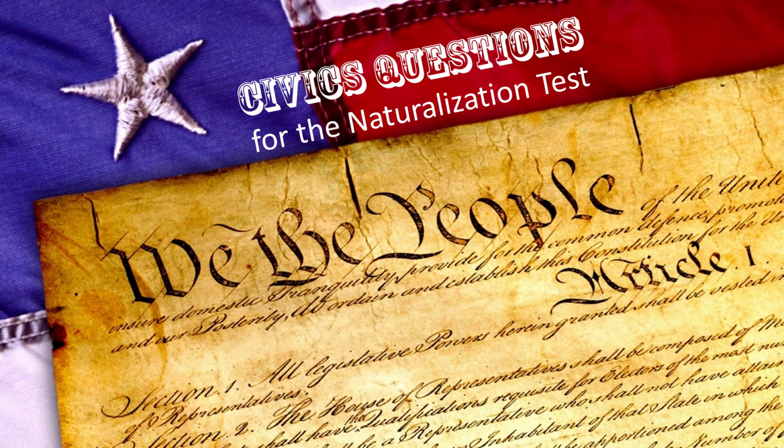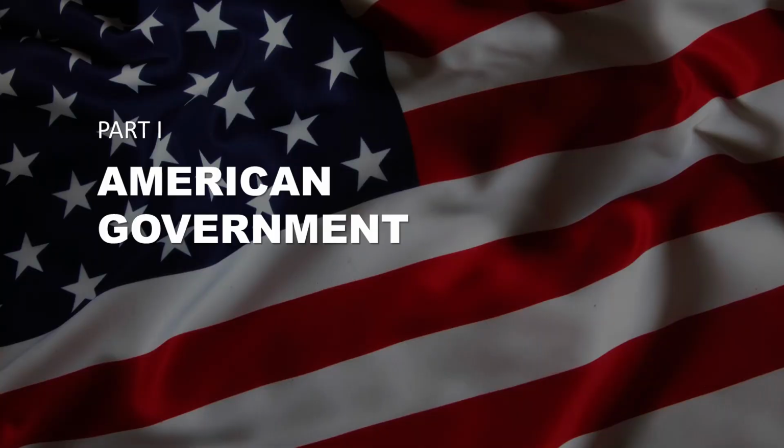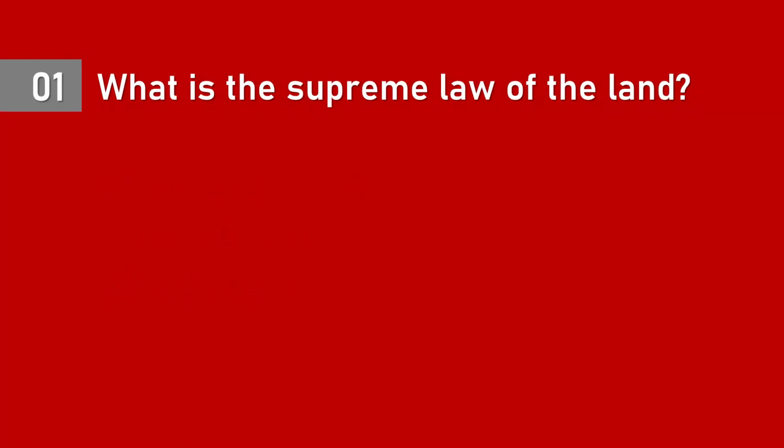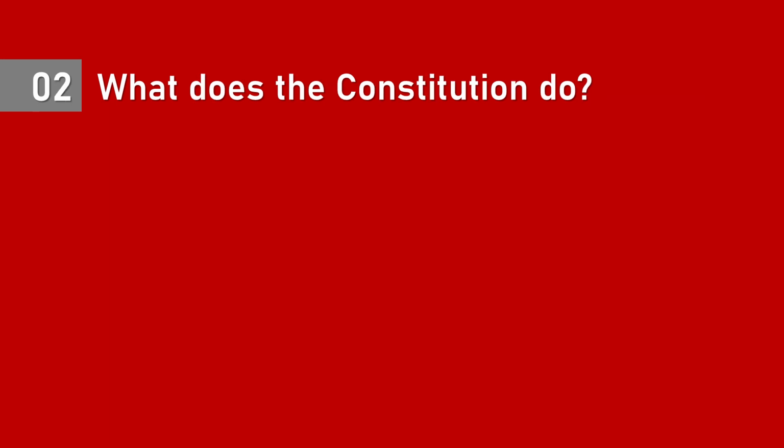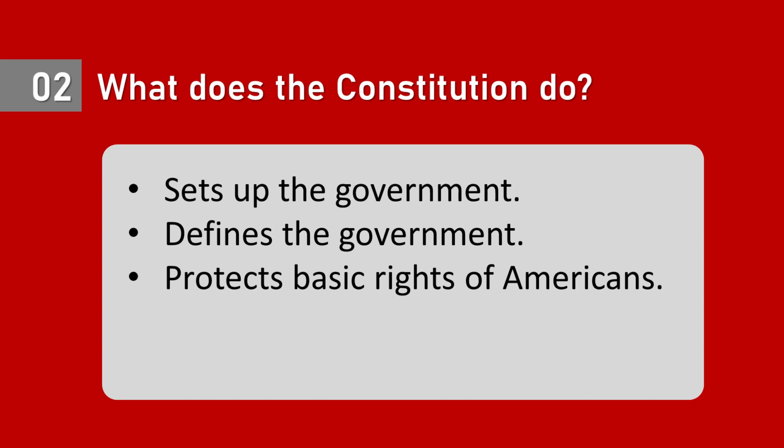For the naturalization test. Part 1, American Government. Section A, Principles of American Democracy. Question 1. What is the supreme law of the land? The Constitution. Question 2. What does the Constitution do? Sets up the government. Defines the government. Protects basic rights of Americans.